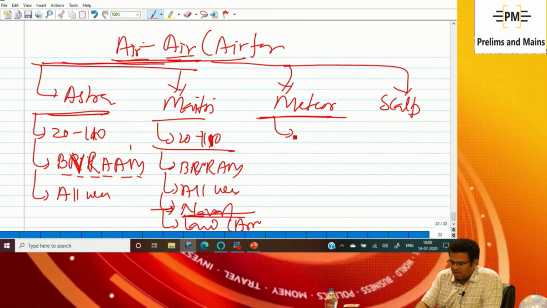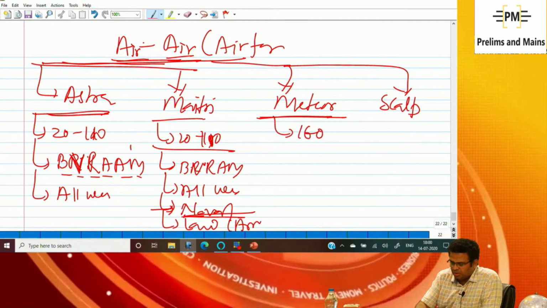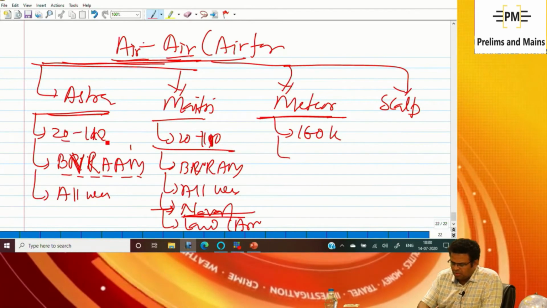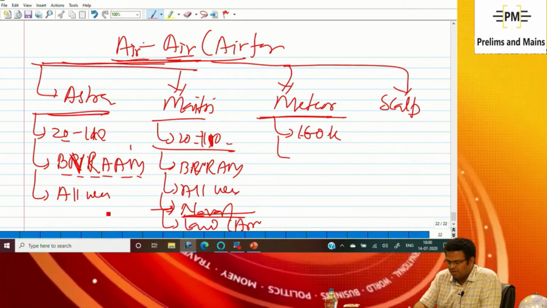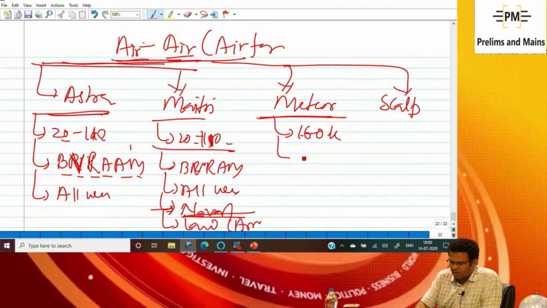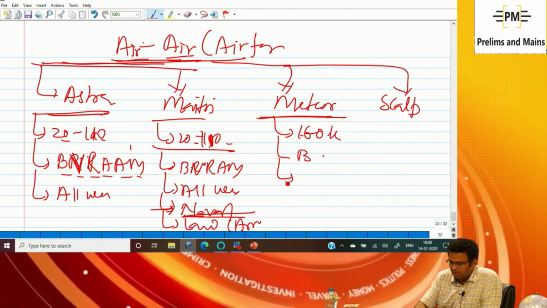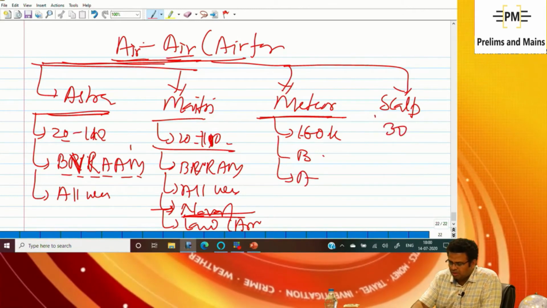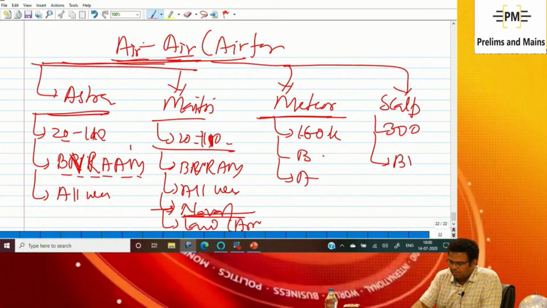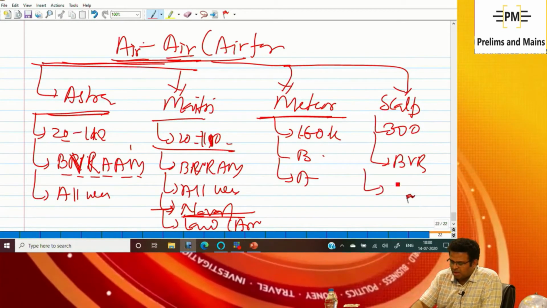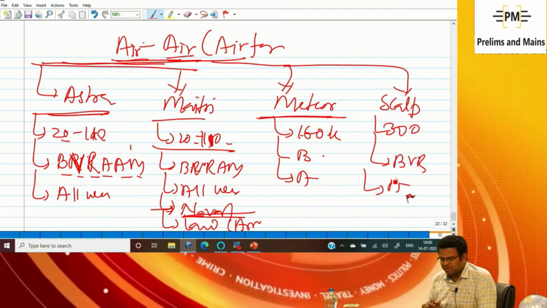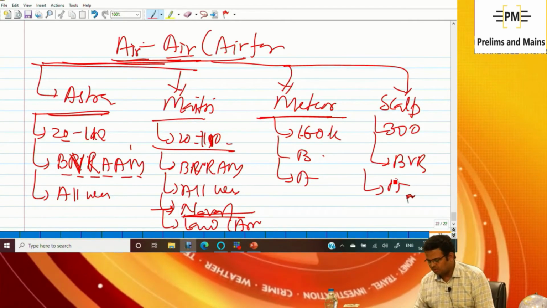Meteor, I said, is 160 kilometer, simple: 210 and 160, and BVRAAM all weather. In every one you have to write BVRAAM and then all weather. Scalp is 300 kilometer, BVRAAM, and all weather condition. All are in the air force, but Maitri is not only in the air force, it is in the other services too.